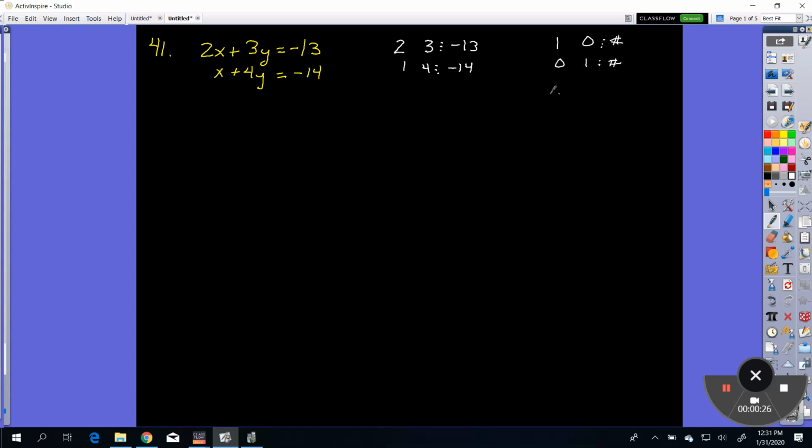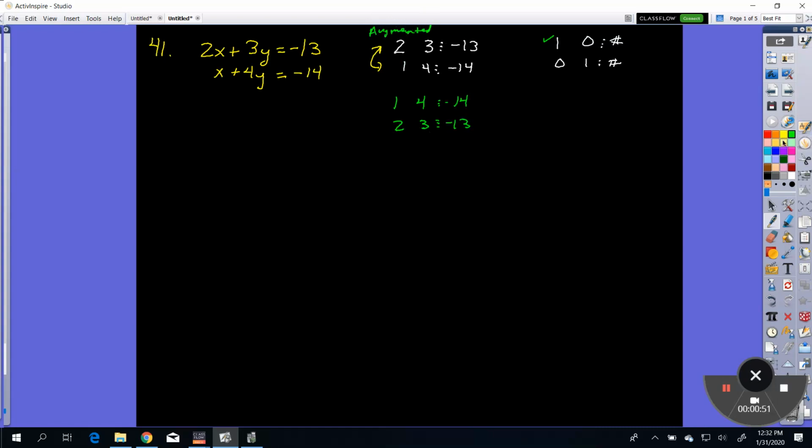Okay, so to do that, I'm going to swap these rows first of all. So that's going to be my first step. So now I have a 1 in my first spot. So this is my augmented matrix. Remember, that's your augmented matrix, and we can swap rows in it.